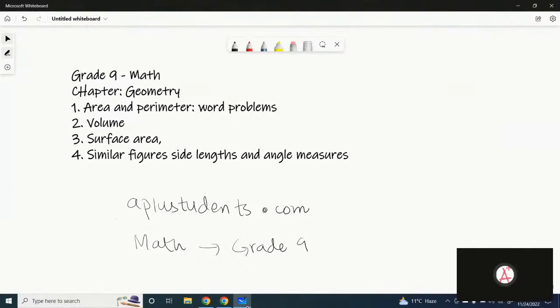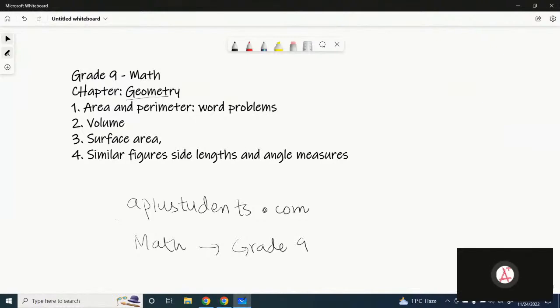We're actually working on the chapter geometry. So here is the list of the lessons we're going to cover today. They are area and perimeter word problems, then volume, surface area, similar figures, side lengths, and angle measures. These are the four topics we are going to cover today. Okay, please make sure you have your notebook and pencil so that you can note down the important examples and definitions as well. Got it?